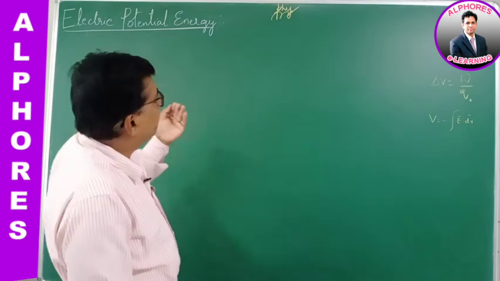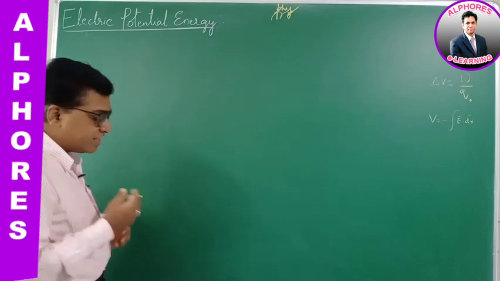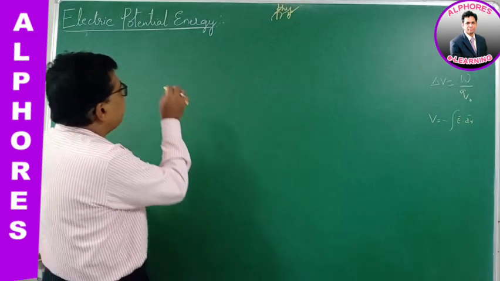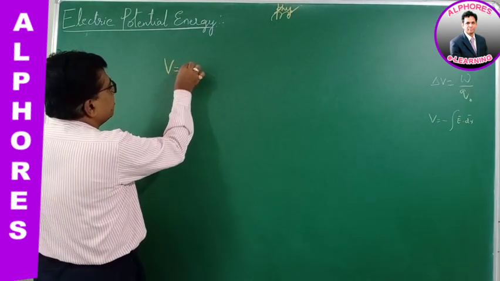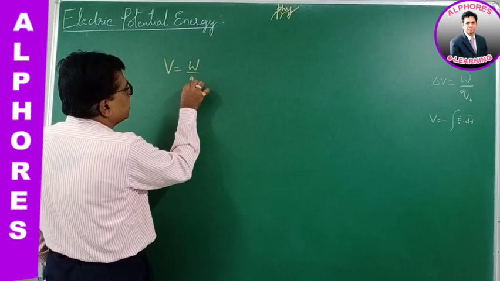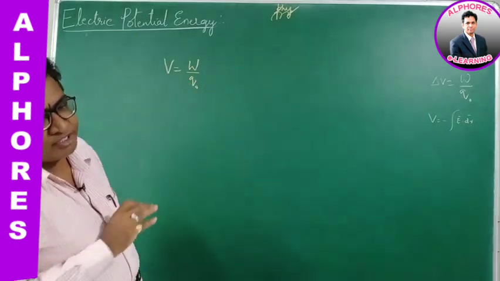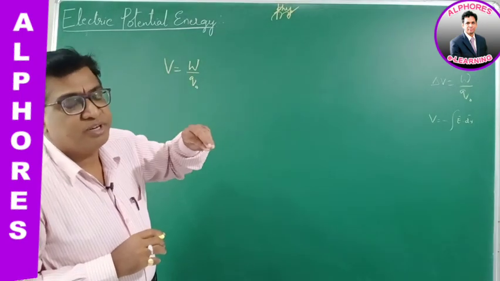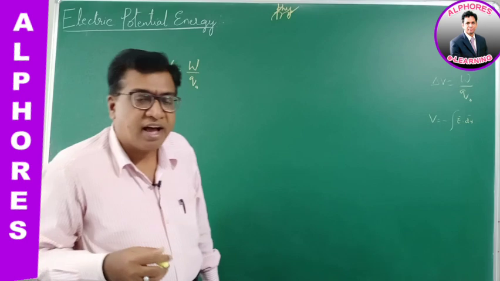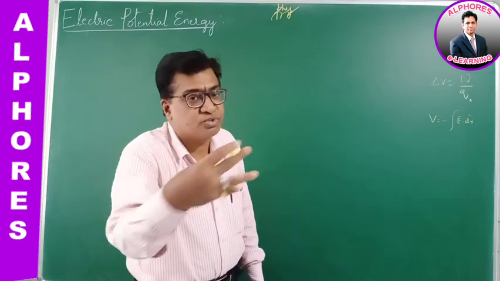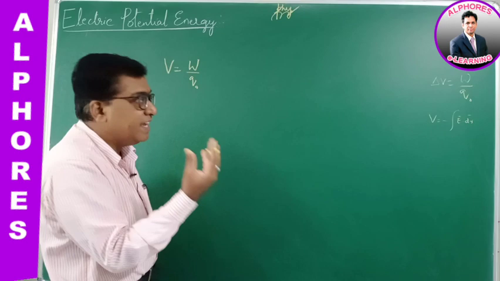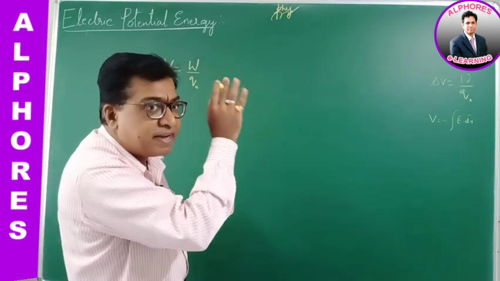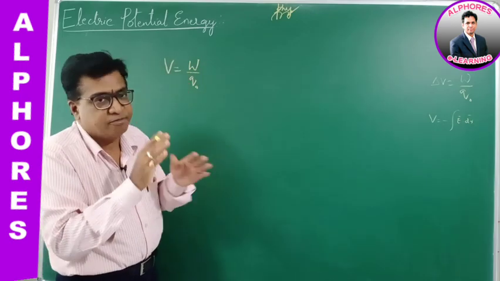Now, I explained this when we were talking about potential. I defined electric potential V as the amount of work done in moving a unit positive charge from infinity to the point in the field. In moving the point charge, the external agent was doing work, spending energy. The energy spent is stored in the field in the form of potential energy.